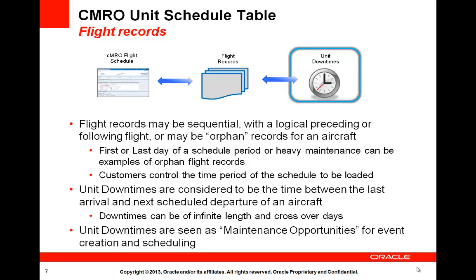The concept of a unit downtime is the time between the last arrival and the next scheduled departure of an aircraft. These downtimes can be of infinite length and can cross over days. Unit downtimes are seen as maintenance opportunities for event creation and scheduling.